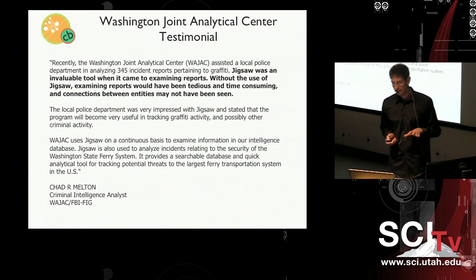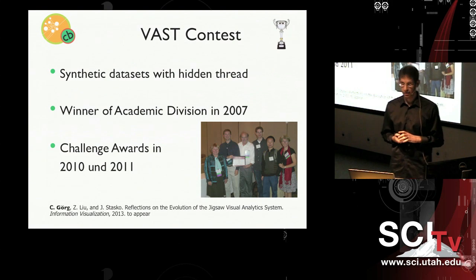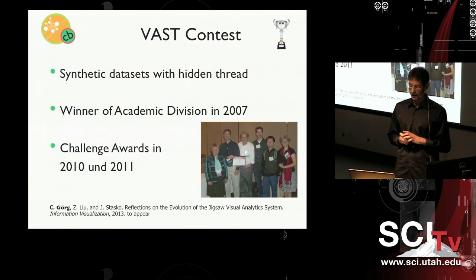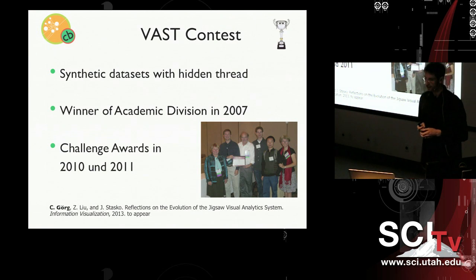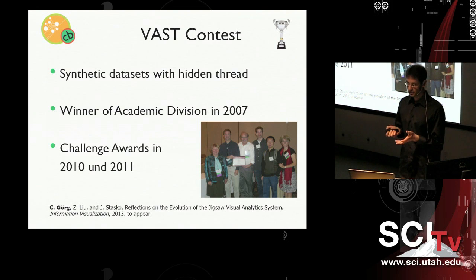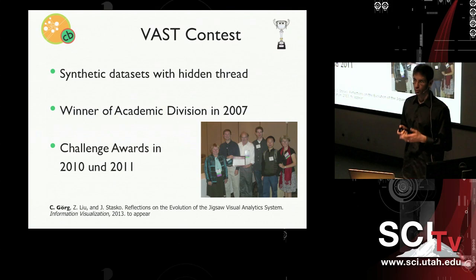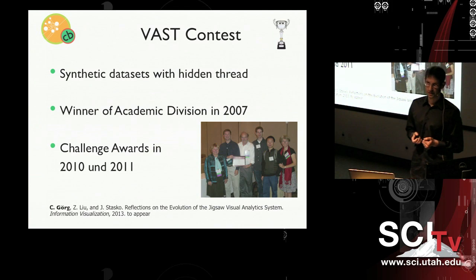Moving on to the second type of evaluation, we did participate in a number of VAST contests. The original contest in 2007 basically had two divisions, one for industry and one for academia. The data set had about 1,500 documents, and the task was to find a hidden thread in these documents. We used a very, very early prototype of Jigsaw as a first approach in this contest to figure out what the system does and what is still lacking. And even though it was just a very first prototype, we did win the academic division of the contest.